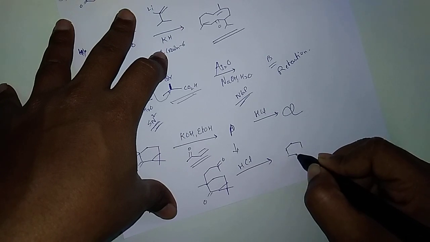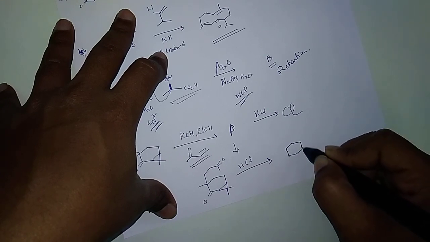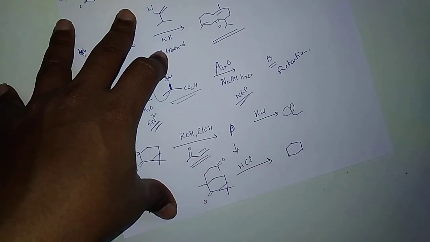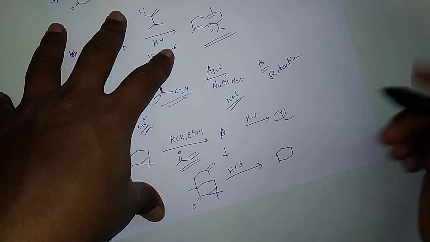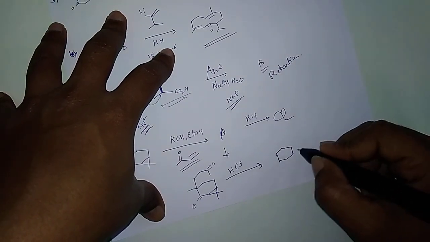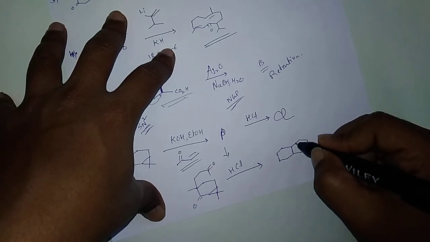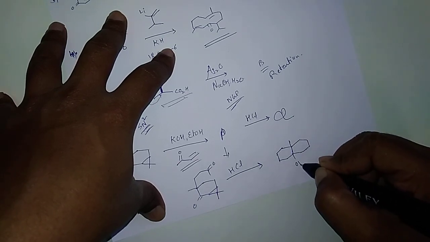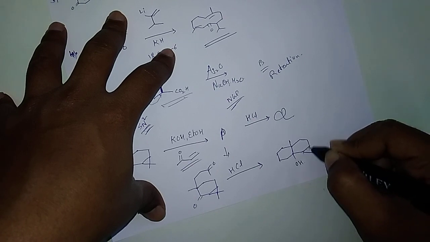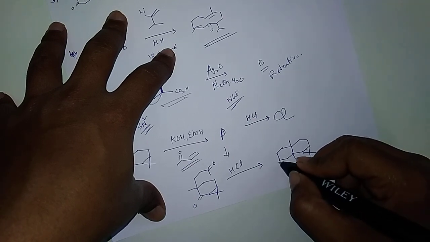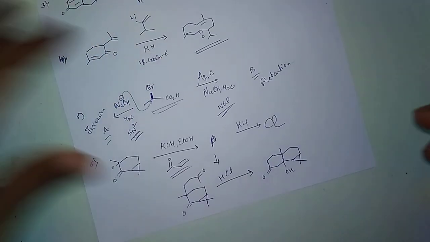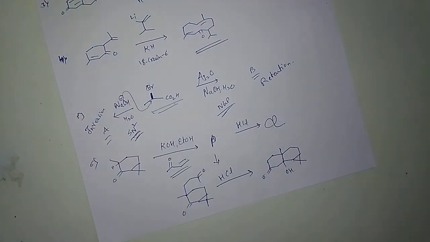I solved one question in, I think, the last video which I uploaded two to three weeks before. You can go and check there. So you are getting this kind of thing. There I explained the mechanism of Robinson annulation also. So this is the product, and you might not be getting any of the options matching this product.